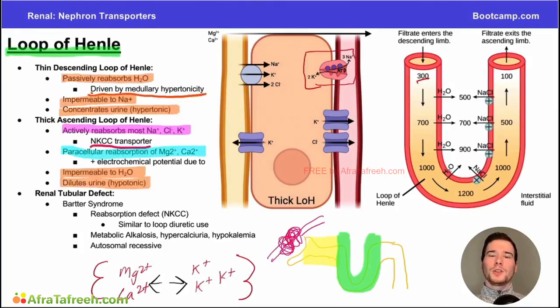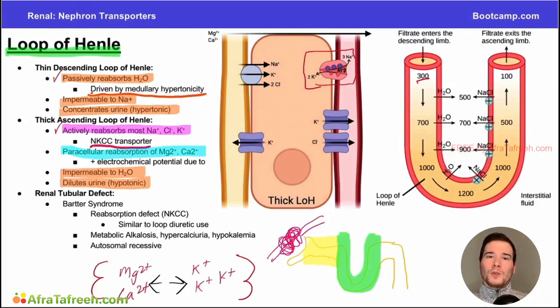So in summary, to make sure you guys really understand the big picture here, you want to be able to compare and contrast the thin descending limb with the thick ascending limb. Notice we said that one's passively reabsorbing water, the other is actively reabsorbing sodium and chloride. This is working together. Bringing back the sodium chloride actively in secondary active transport is creating a gradient that is allowing us to reabsorb H2O on the other side of the loop of Henle.